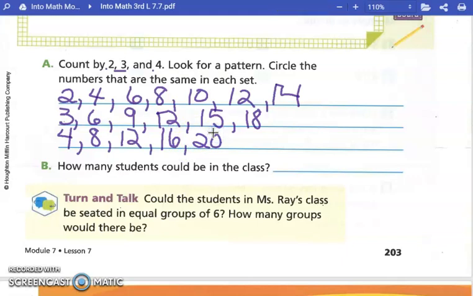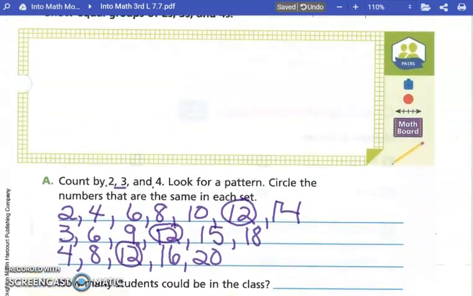So now we need to look across these lines and decide what is the one number, or the first number, in this case it's the only number, that is in each of those rows. Can you find it? What number is in the 2s, the 3s, and the 4s? 12. Very good. So they have a common multiple of 12. Okay? So now let's go back to our drawing.